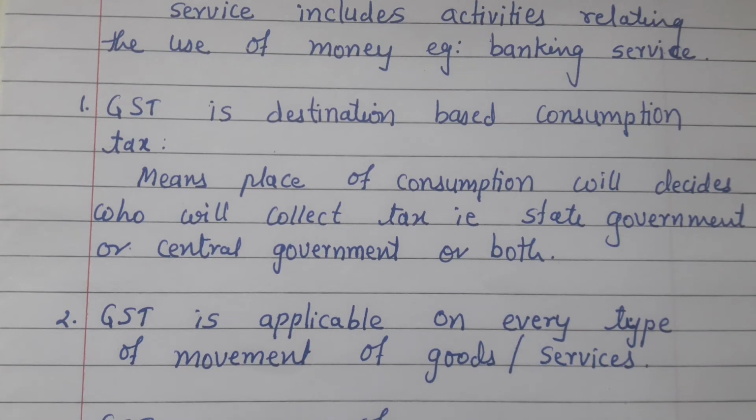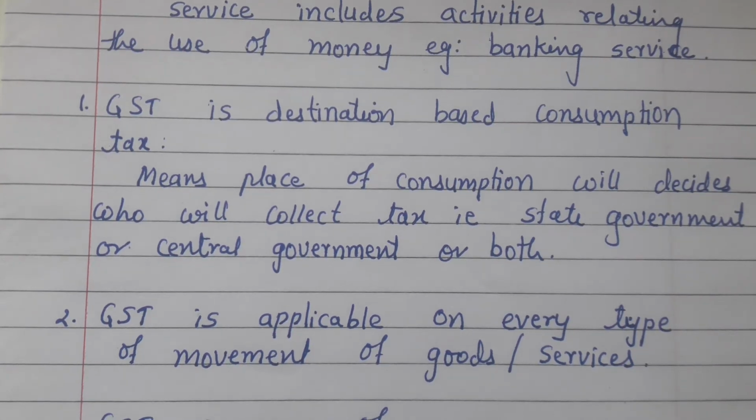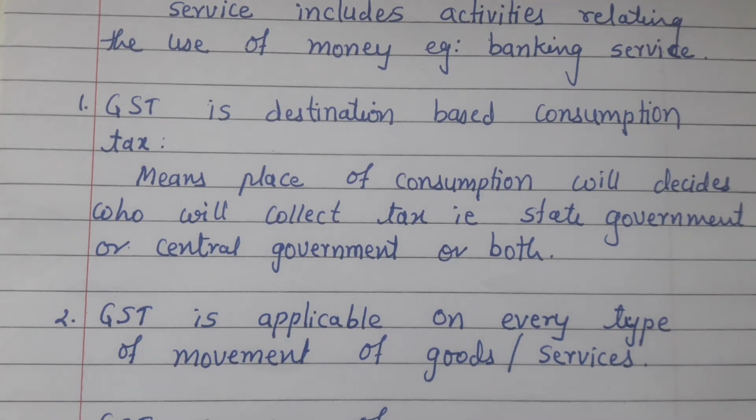GST is a destination based consumption tax, which means the place of consumption will decide who will collect the tax, that is, the state government, central government or both. GST is applicable on every type of movement of goods and services.